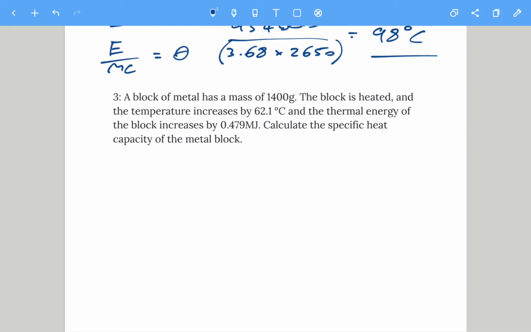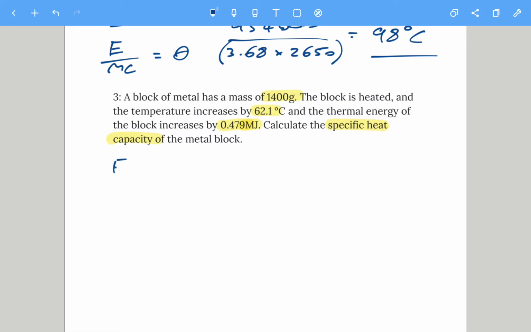If you want to pause and have a go at that. Number 3, a block of metal has a mass 1,400 grams. The block is heated and the temperature increases by 62.1 degrees Celsius. The thermal energy of the block increases by 0.479 megajoules. And this time we're going to calculate the specific heat capacity.